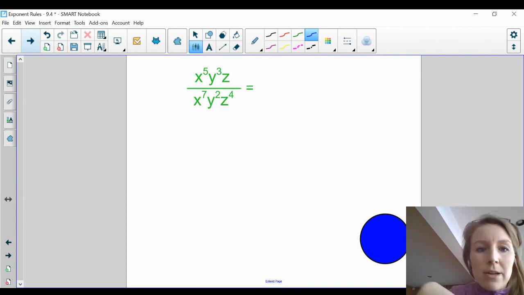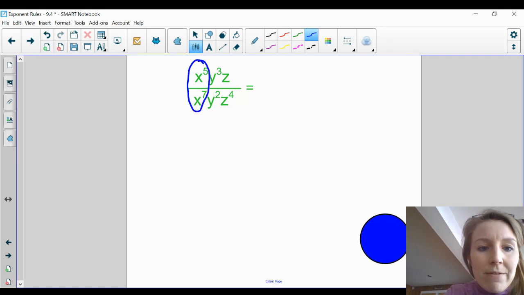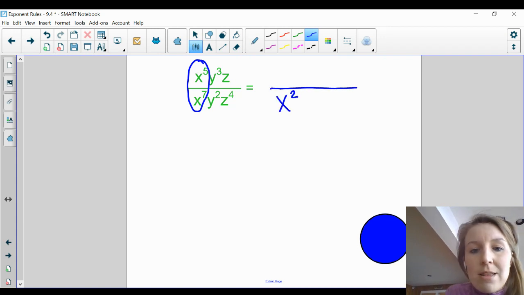All right, so hopefully you've tried this on your own. And now if I do x to the 5th divided by x to the 7th, 5 minus 7 is going to be x to the negative 2. So I know that I'm going to leave x squared in the denominator of my fraction.